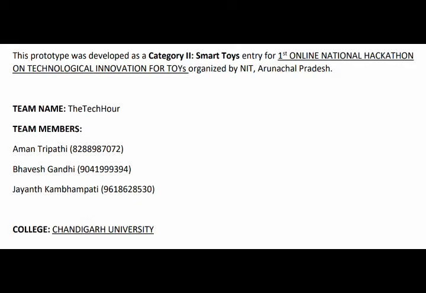My team has prepared a prototype for category 2 of the first online national hackathon on technological innovation for toys, conducted by NIT Arunachal Pradesh. This is a team of 3 members. The names are Aman Tripathi, Bhavesh Gandhi and Jayant Kambapati.